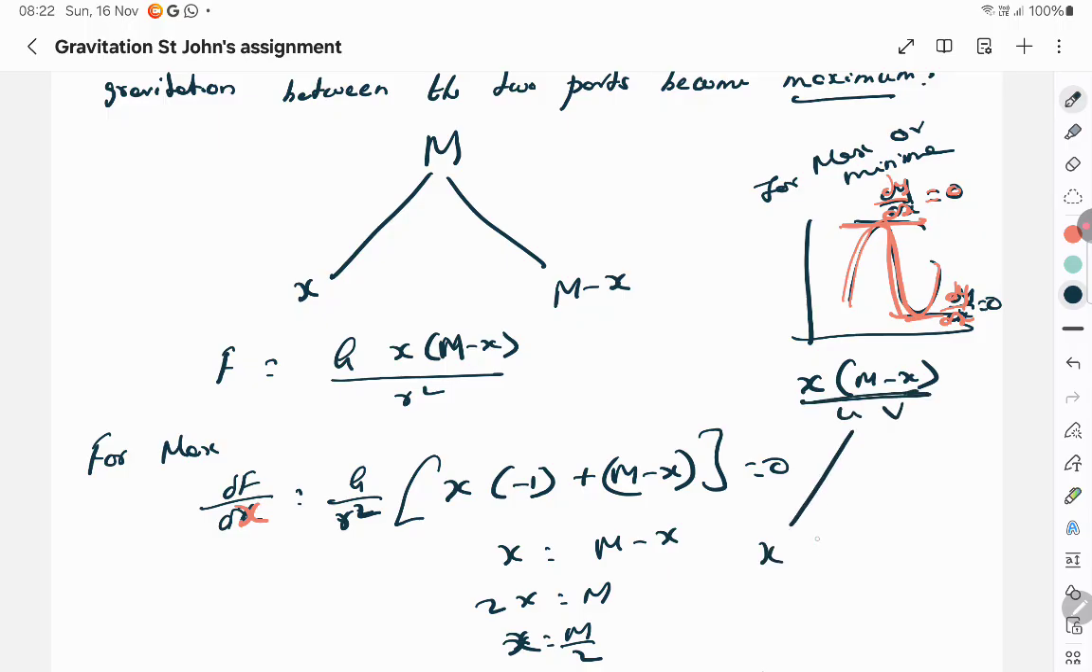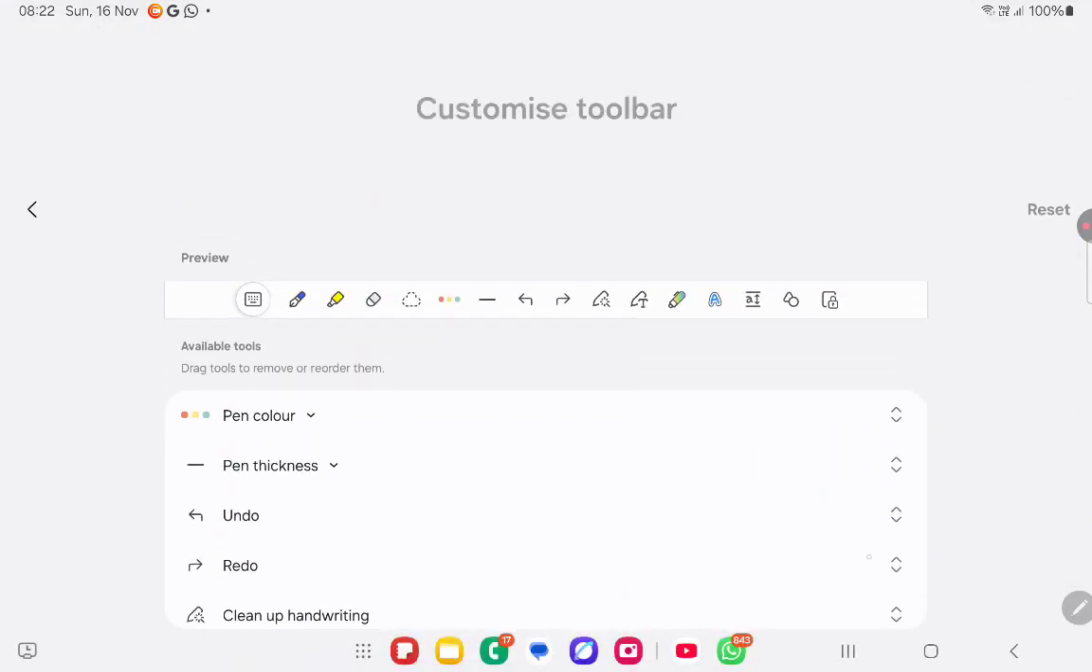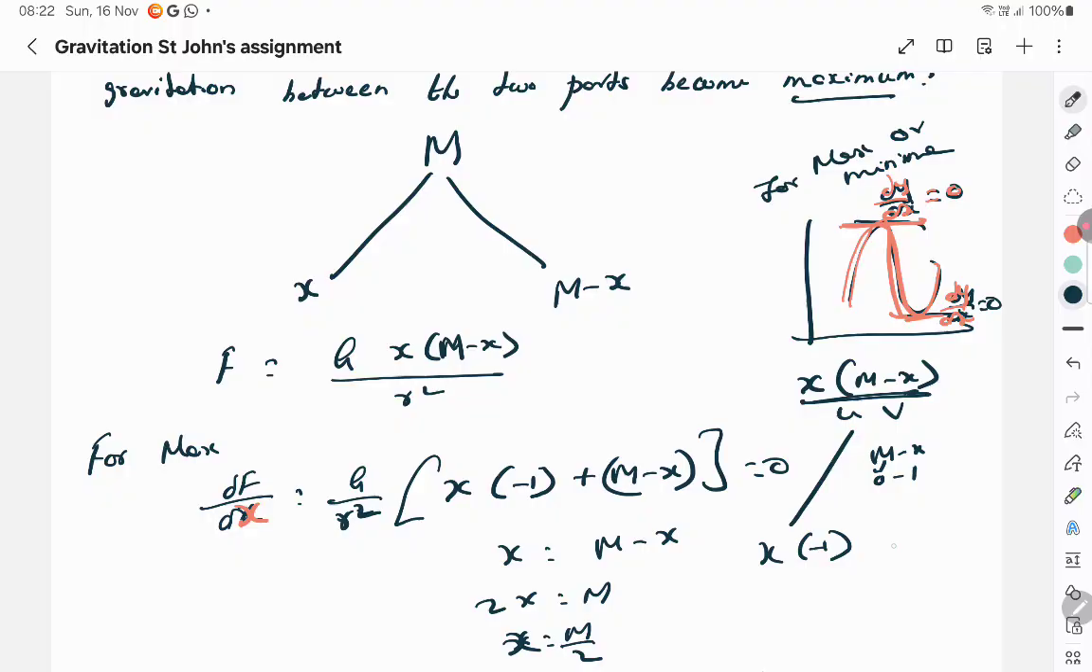U first: the differentiation of M minus x is minus 1. Why? M is a constant, its differentiation is 0. X differentiation is 1, and so minus 1. Then just write the second term as it is. Differentiate the first term, which is 1, is equal to 0. That's what you're supposed to do. So minus x plus M minus x is equal to 0.